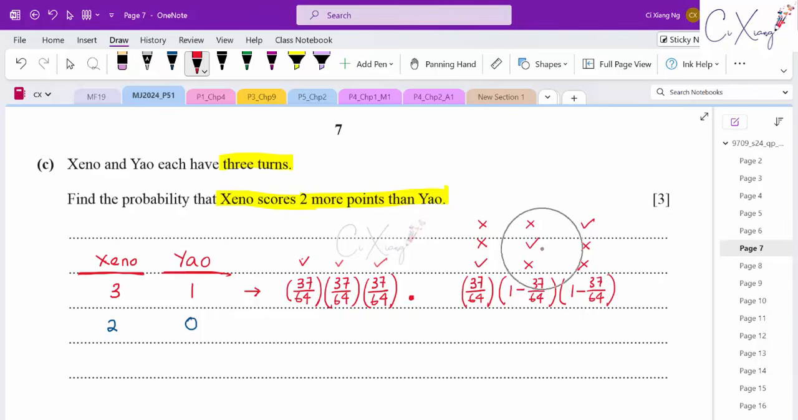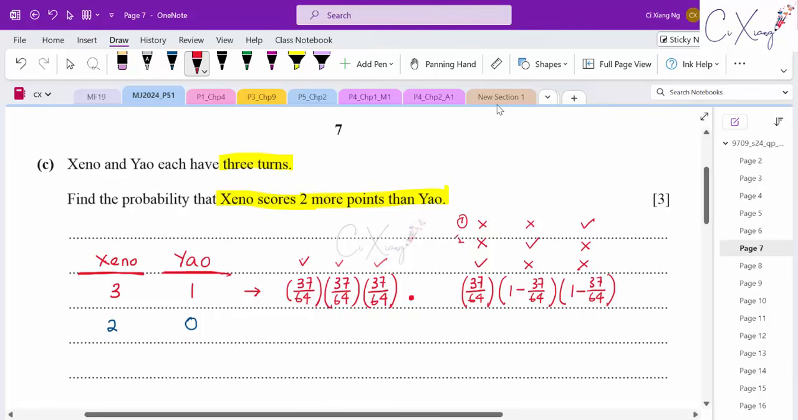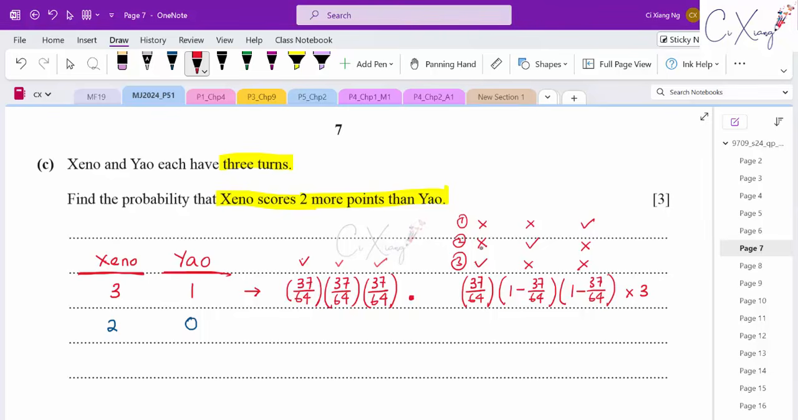So if you observe the solution here, there are 3 different cases. That means this is case number 1, case number 2, and also case number 3. That means you have to multiply this expression here by 3. So you have to multiply by 3 because of the 3 cases here.